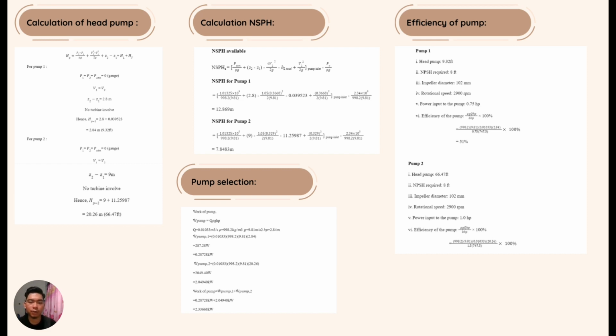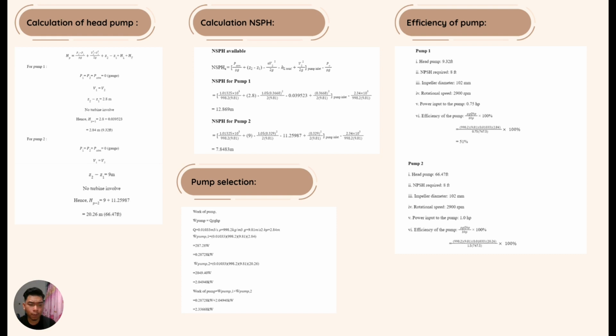For the NPSH available, we actually use a different formula from our syllabus, as you can see here. NPSH for pump 1 is 12.869 meter, and for pump 2 is 7.8483 meter.